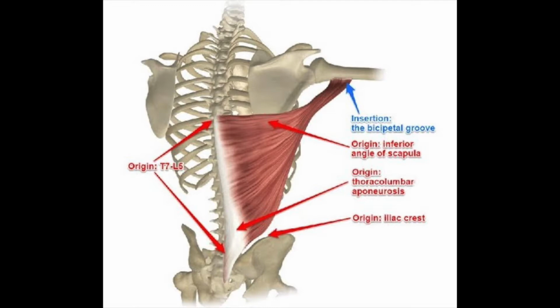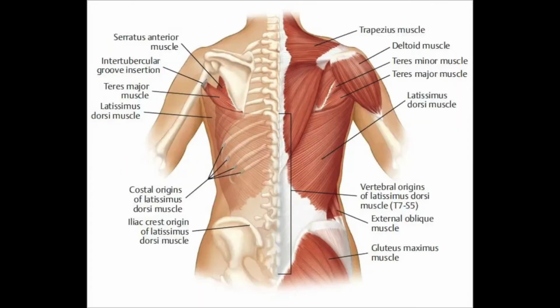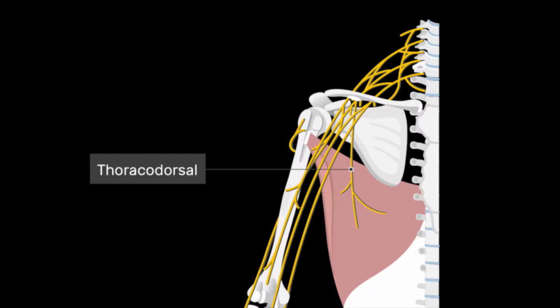So in this image here, you can see the origin point and the insertion for the lats as well as the shape. And this picture here shows where the lats are in relation to other muscles on the back. As you can see, it's near the trapezius and the teres major, which it works closely with, and upper body pulling movements. The lats are the largest muscle in the upper body.